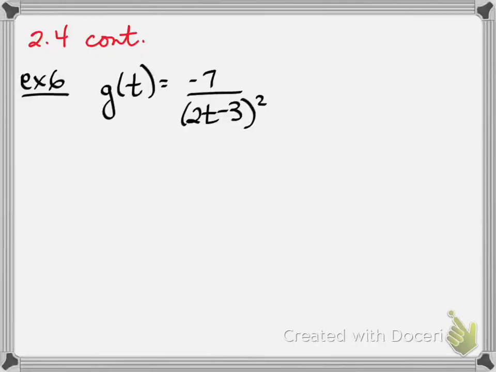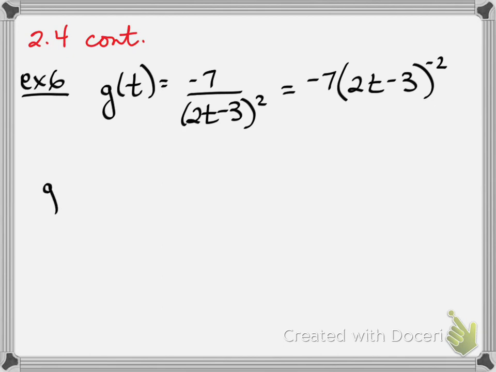Okay, we're going to jump in and try to finish up section 2.4. Starting with example 6, we've got g of t equals negative 7 over (2t minus 3) squared. So we need to rewrite that friendlier. It's always easier if we're able to make it where everything is in the numerator.